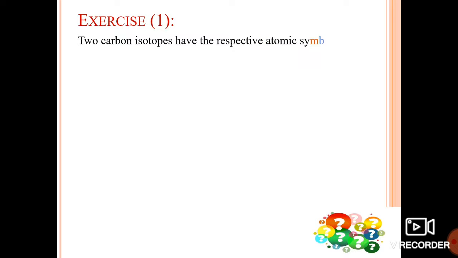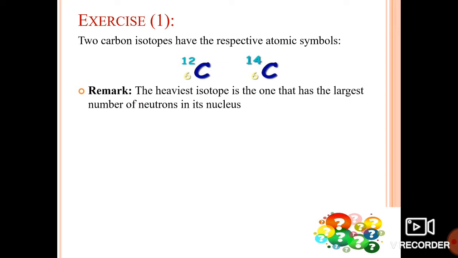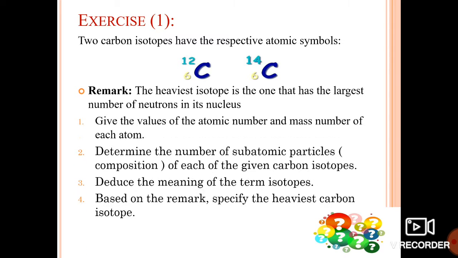Exercise. We have two carbon isotopes that have the respective atomic symbols given below. Remark: note that the heaviest isotope is the one that has the largest number of neutrons in its nucleus. Part 1. Give the values of the atomic number Z and the mass number A of each atom. Part 2. Determine the number of subatomic particles, or the composition, of each atom. Part 3. Deduce the meaning of the term isotopes. Part 4. Based on the remark, specify the heaviest carbon isotope.